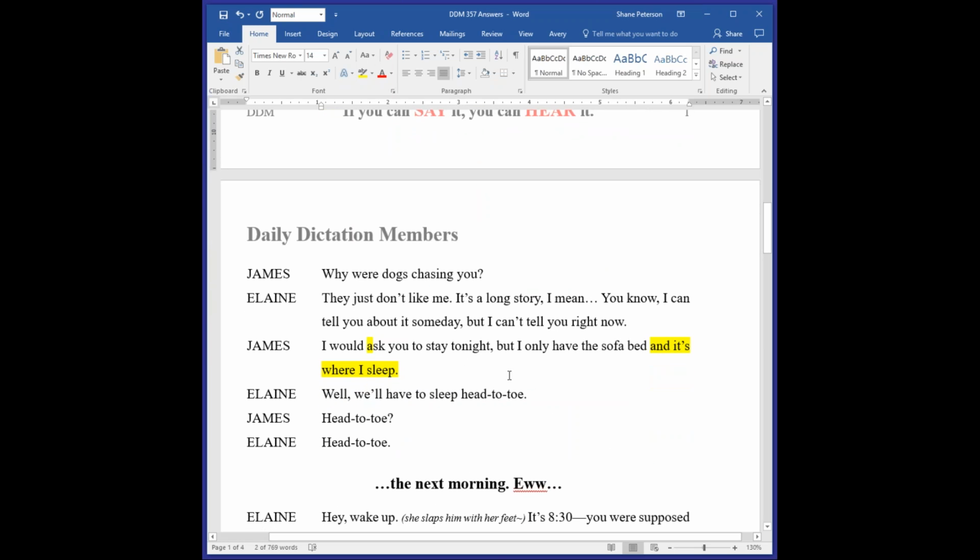And back to Vladimir. I would ask you to stay tonight. Great job. And intonation. Can you figure out the intonation here? Which word needs stress? And it's where I sleep. Almost. And it's where I sleep. Yes. Why is I emphasized?